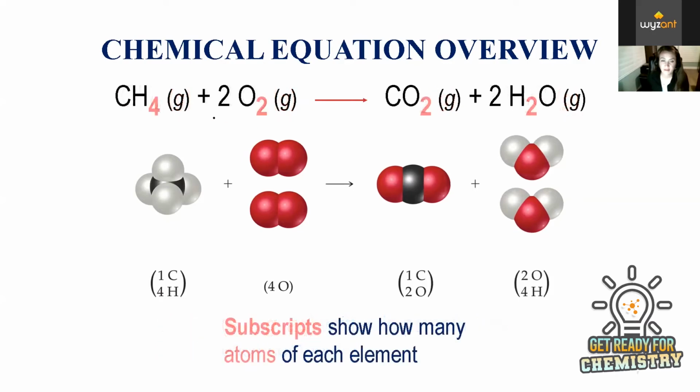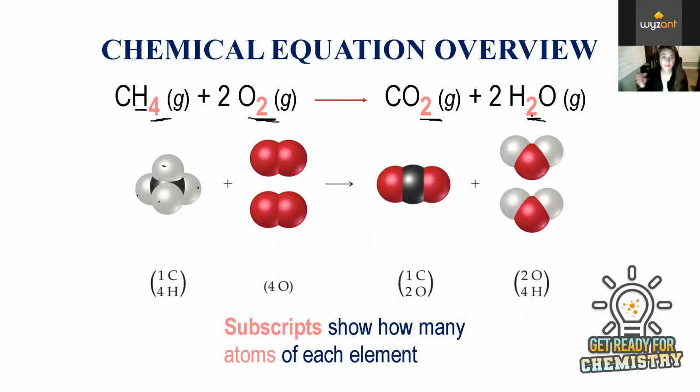And then we have these numbers here, we call these subscripts. These are the smaller numbers. Whatever element they're following is how many of that element there is. For instance, the 4 is following H, so there are 4 H's in this case, and we can see that with all of these white spheres. And then there are 2 O's here, and 2 H's here.